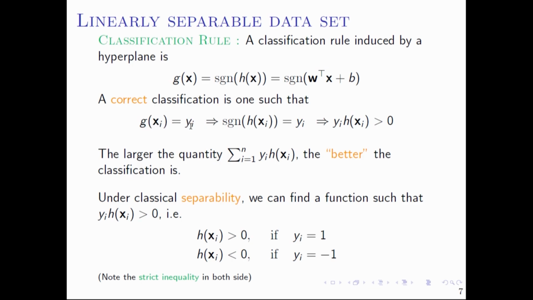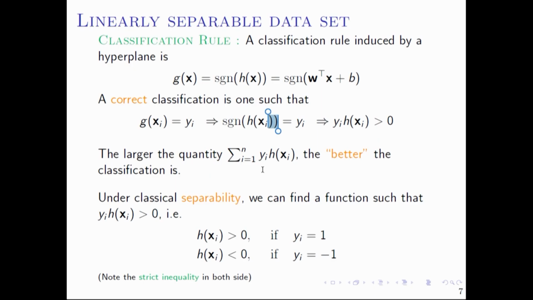So that we want g of xi to be yi, that means sign of h of xi to be yi, and that means that yi into h of xi is always a positive quantity. Because if it is negative and has a negative sign, negative into negative is a positive. And if it is a positive class, then positive into positive is a positive. So we want this thing to always be positive. And then we want the sum over all the data points to be maximum. So for the maximum number of data points, it gives some positive value.